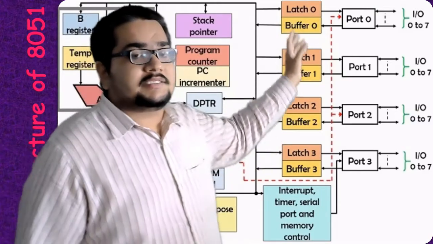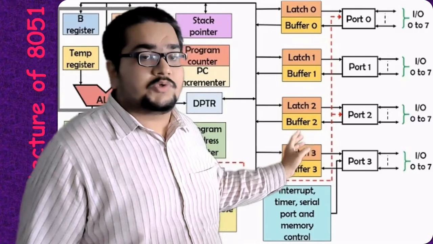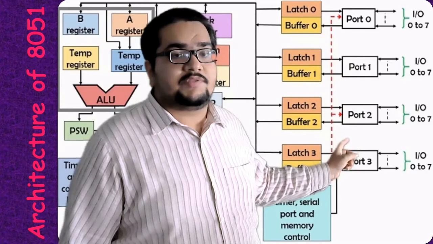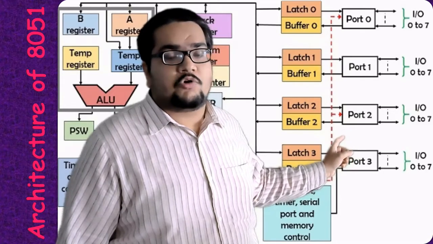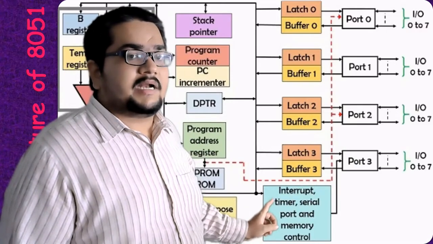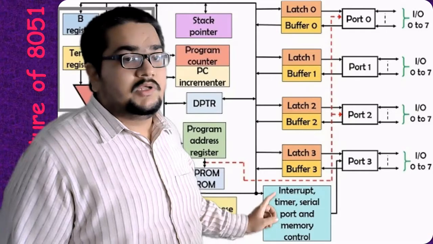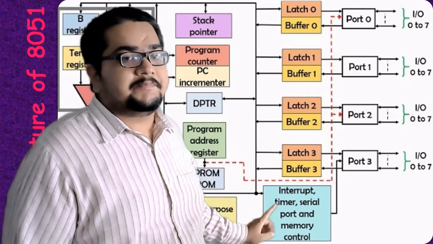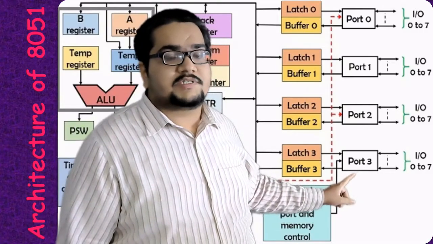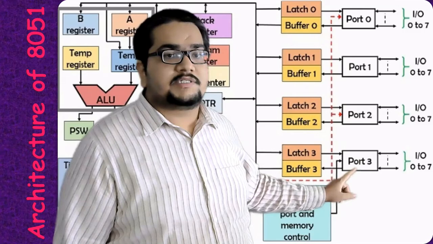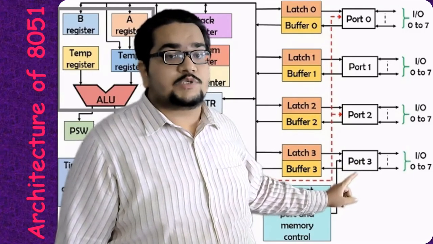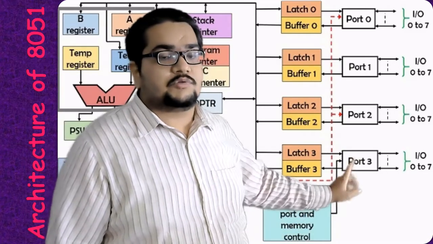Here, on this side, we can see latches and buffers for the 8051 ports. Four ports are there: port 0, port 1, port 2, and port 3. Each one of them is an 8-bit port for input and output. That is, bidirectional ports are there. And here, finally, you have the interrupt, timer, serial communication, and memory control blocks or modules. They all have signals coming and connected to port 3, because port 3 has dual functions. It provides the signals for interrupts, timer inputs, and read-write operations for the memory. So that is why these blocks are connected to port 3.